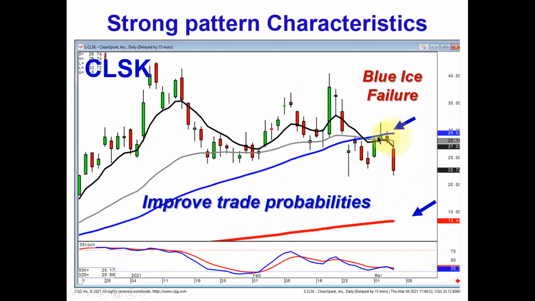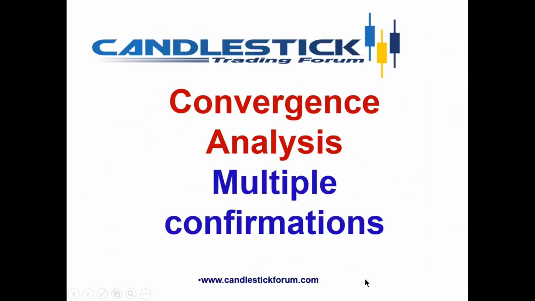So anytime we see this setup, we know it's fallen through the ice, it's come back up, and we can see the sell signals. There's a doji, spinning top, and then a gap down. Where are our probabilities? Our probabilities are pretty strong. They're bringing it down here to the 200-day moving average. So this is what we call convergence analysis. This is what creates the power trades, is multiple confirmations.